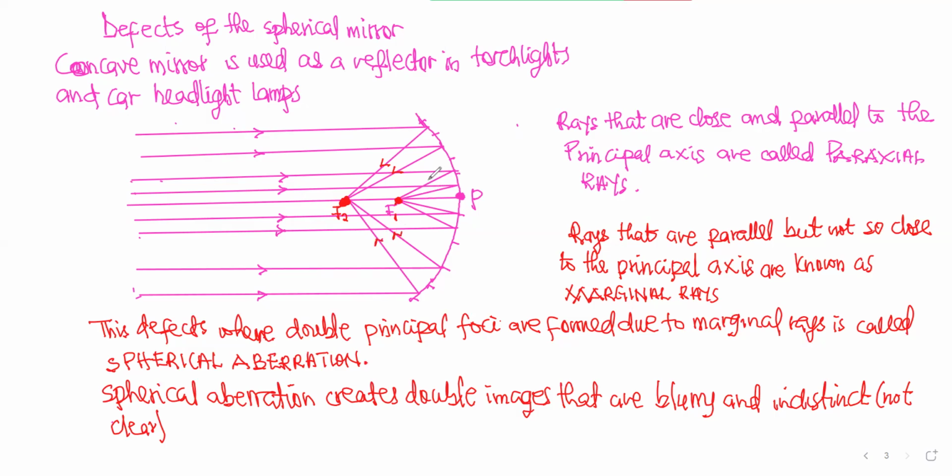Class, are we okay? Yes, sir. So it will create a double image because the paraxial rays are forming an image, and so is the marginal ray. So a double image is created, which is not so clear, looks like ghosts, just as the defects of concave mirrors, known as spherical aberration. Known as what? Spherical aberration.